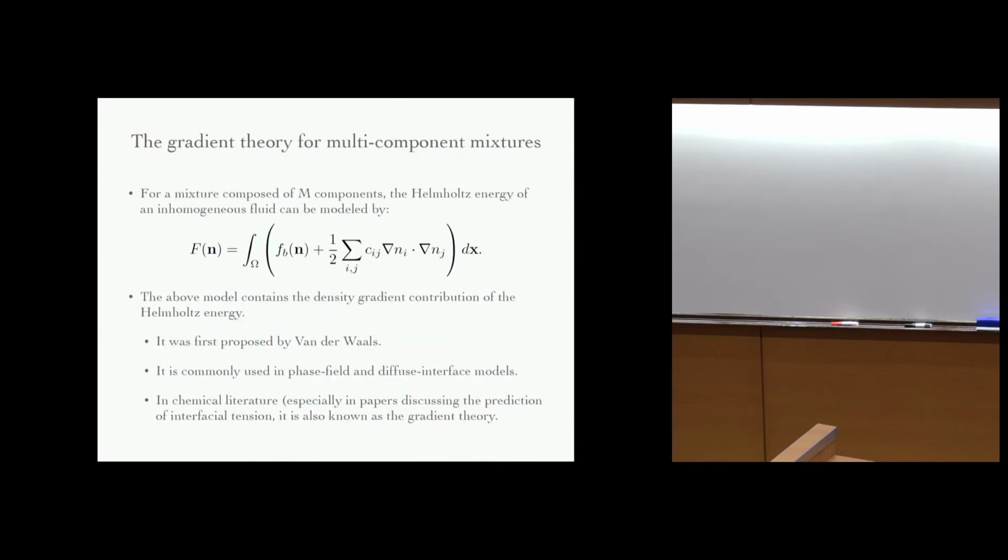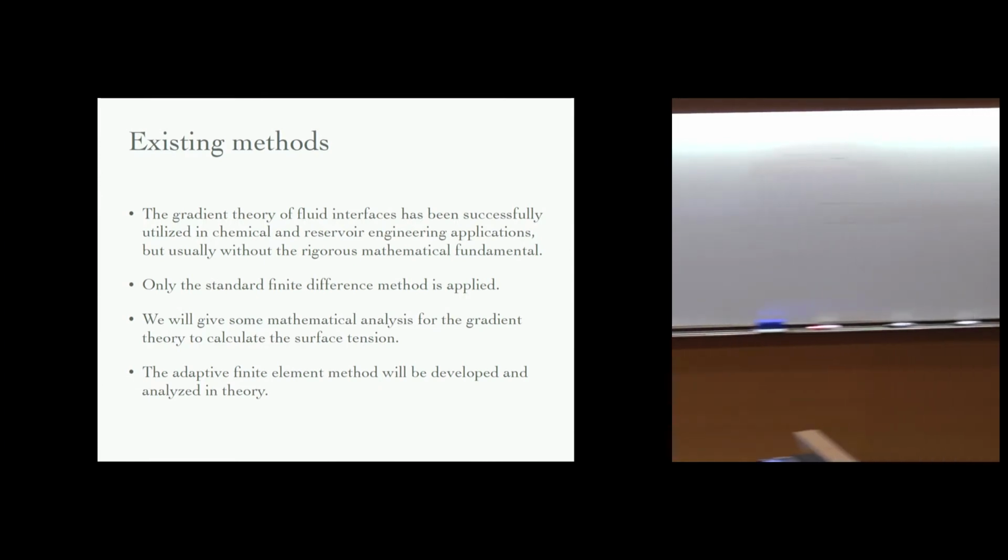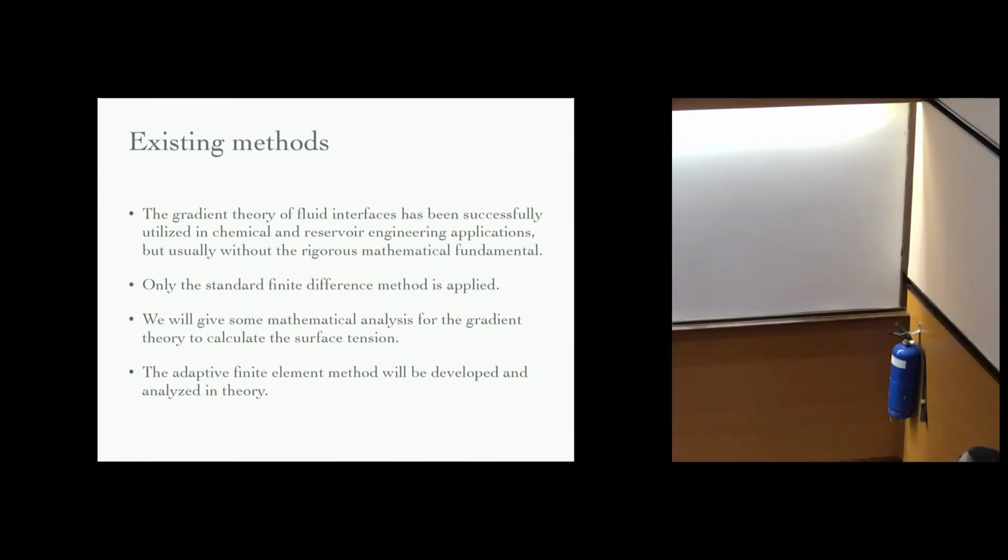So the idea is that we have this F defined, and this FB is defined by the equation of state, and this will be the gradient contribution for the interface, and we're going to minimize this. After minimization, the Helmholtz free energy on the interface, the actual energy, will be the interfacial tension. So one consequence is that this method allows us to compute the interfacial tension.